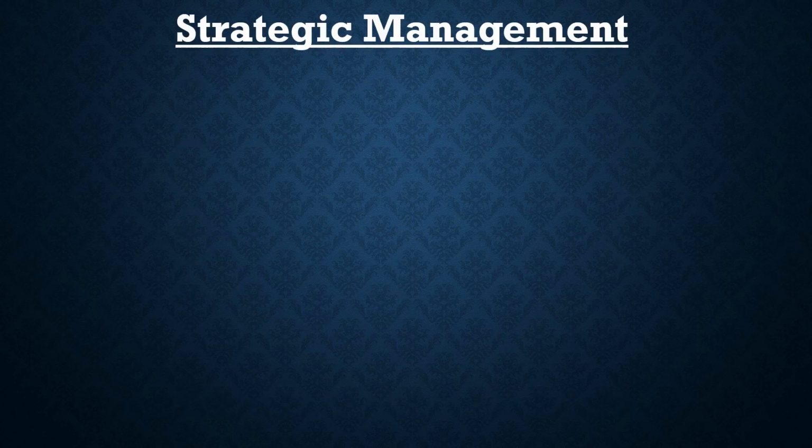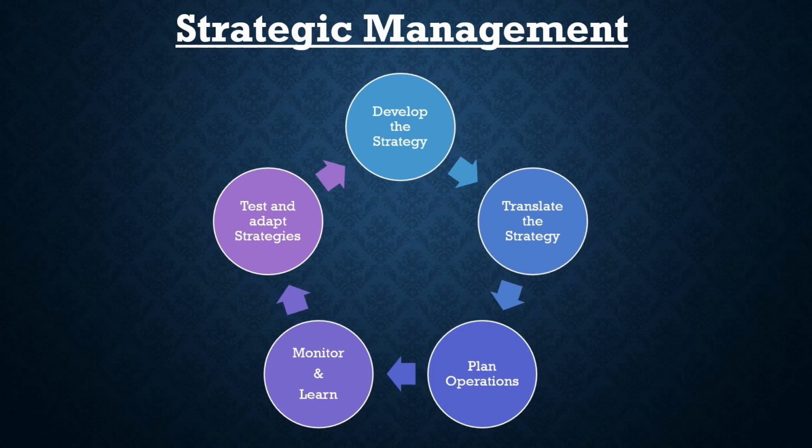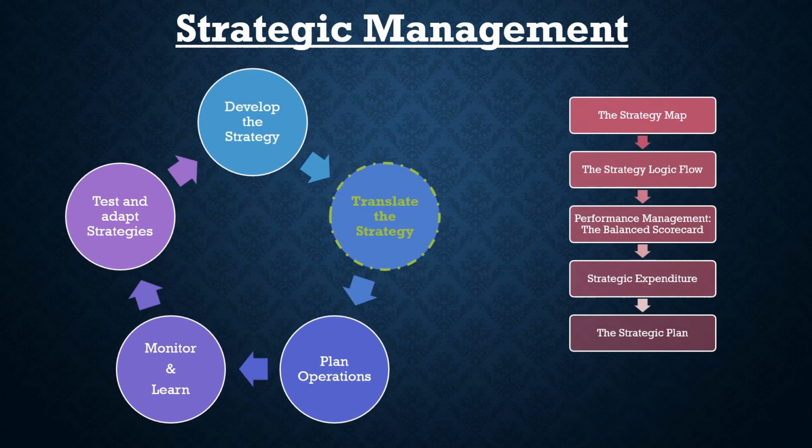Previously, in video number 1, we were introduced to an overall strategic management framework, and in the videos that followed, we took a deep dive into the first step of that framework, namely developing the strategy. In this video, we progress to the second step, namely translating the strategy. Here, we will assess the first technique in translating the strategy, namely the strategy map.